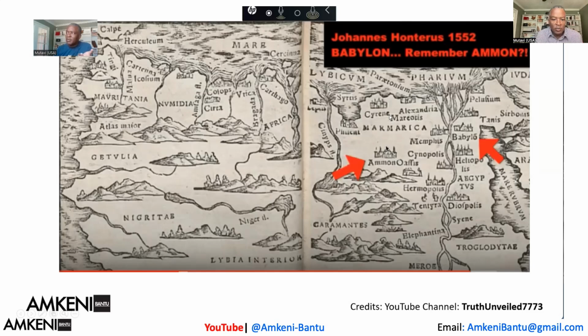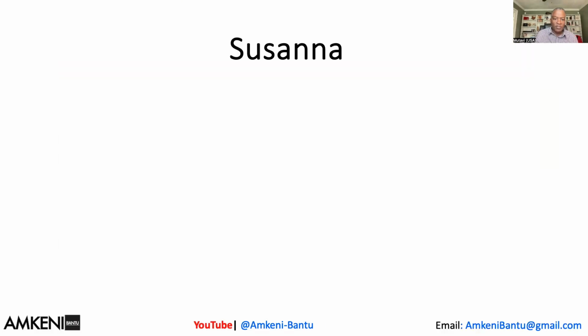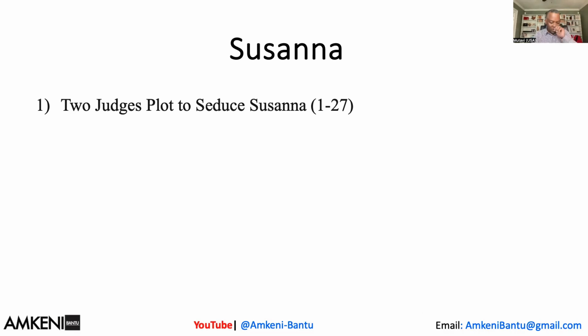So let's talk about the first book, which is the book of Susanna. What happens in the book of Susanna? First of all, we're going to learn about 2 judges who are appointed. These are elders who were appointed in Babylon to judge the people, to act as judges. And these were older people of that time. So they were considered to be wise, and therefore they were supposed to be the ones to judge the people.